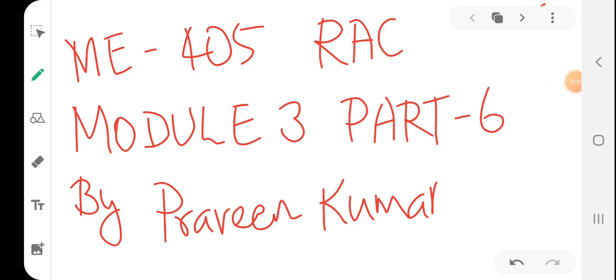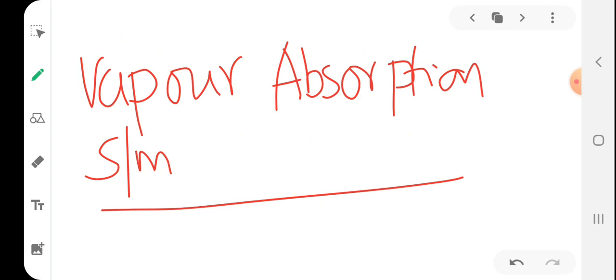Students, in the previous session we have studied refrigerants, types of refrigerants, the desirable properties required for a compound to become a good refrigerant, and the nomenclature of refrigerants. All these things we have studied. Now today we will move to some different types of refrigeration system apart from the vapor compression system. So in this session we are going to learn a special technique called the vapor absorption system.